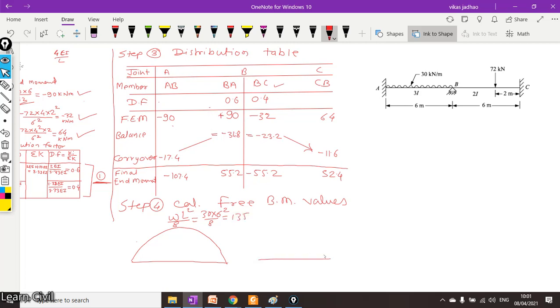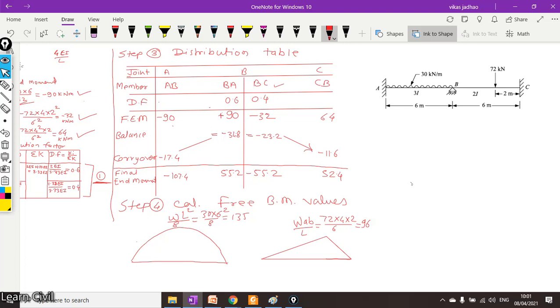And for span BC, the bending moment diagram will be something like this, and the bending moment value will be W a b upon L. We have W as 72, a is 4, b is 2, and total is 6. So this value will be 96.